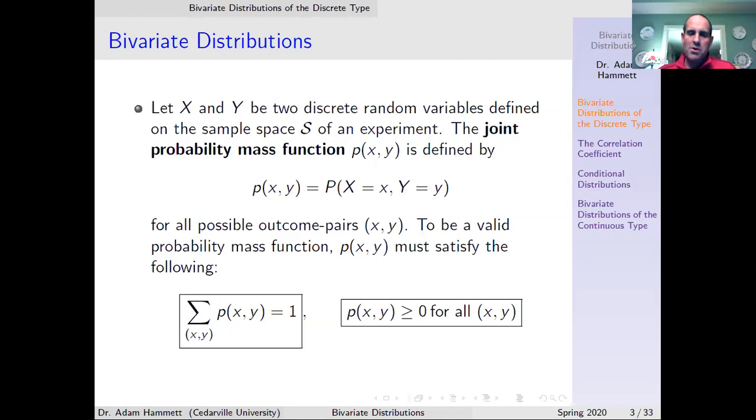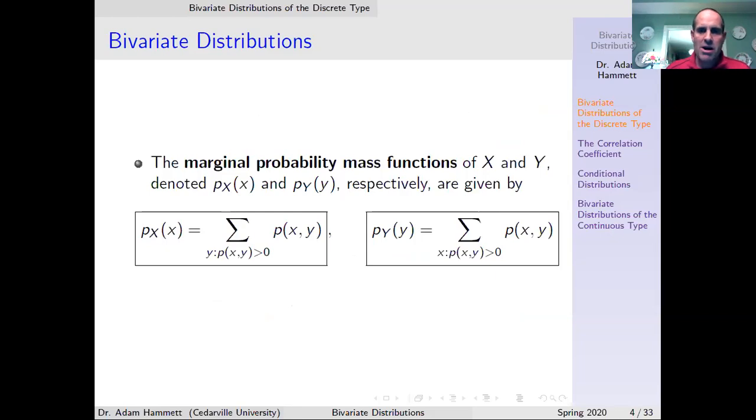Now, what would have to be true about this joint PMF in order for it to be a joint PMF? Well, if I sum over all the possible outcome pairs, P of X, Y, I'd better get 1. And of course, all of these things are equal to or greater than 0 for all outcome pairs X, Y. So pretty straightforward definition here.